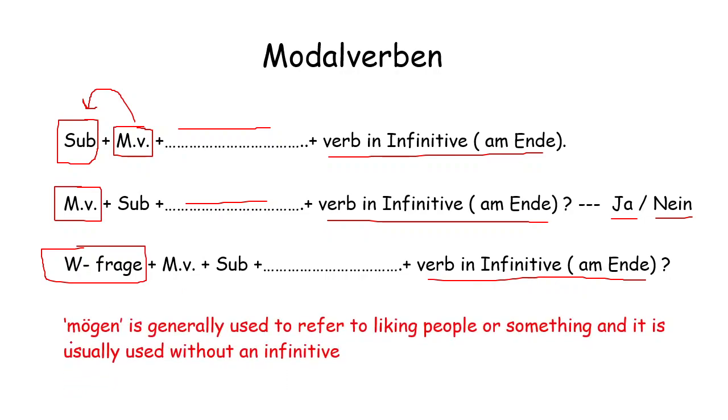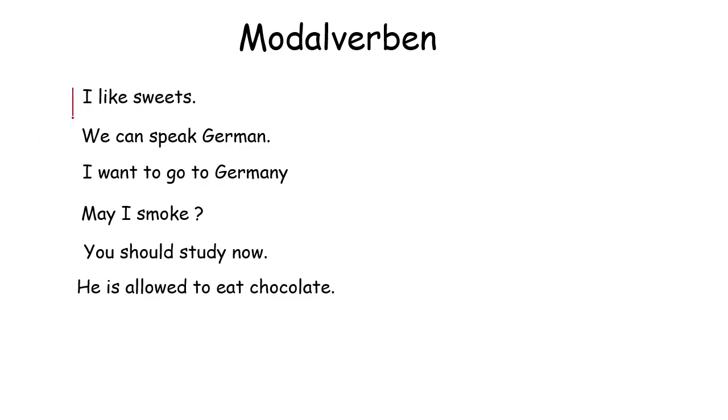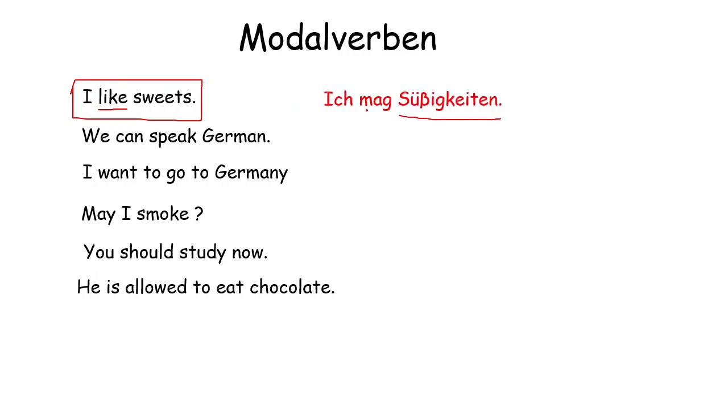So mögen is the only modal verb which refers to liking people or something. It is usually used without an infinitive. So when we use the modal verb mögen, we normally do not have a verb at the end. Let's see some examples of the modal verbs and how we make a sentence with them. Like, I like sweets. We do not have any other verb, and for like we have mag. So ich mag Süßigkeiten. No other verb, mag Süßigkeiten.